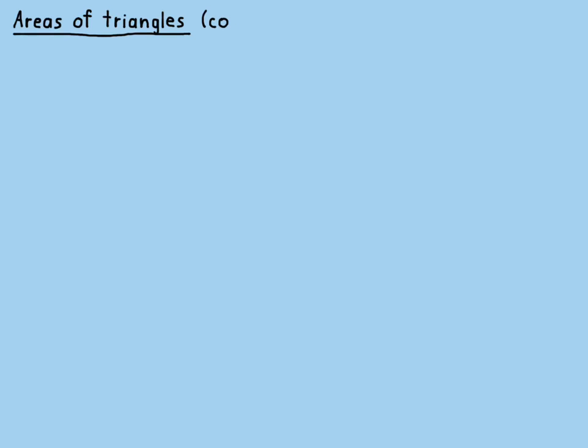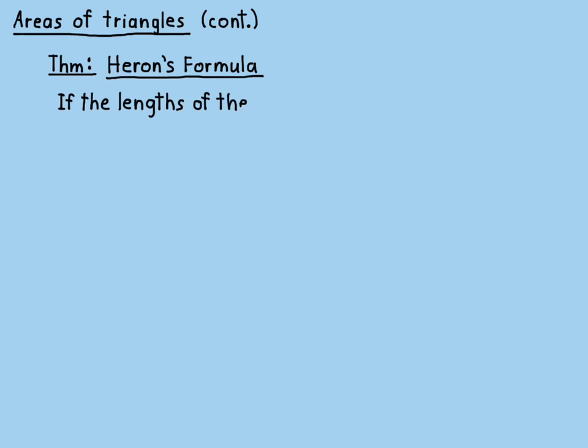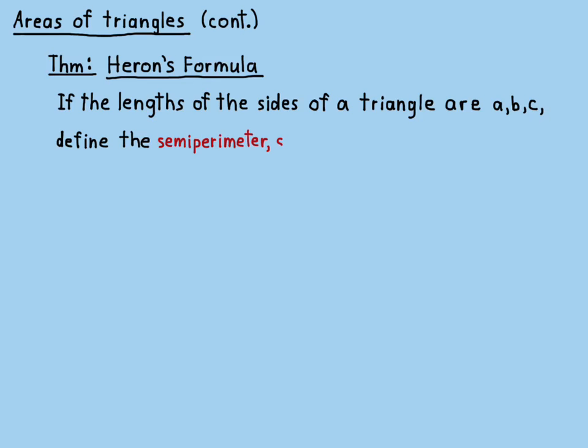So this is if you know the lengths of the three sides of the triangle, you can find the area directly from them. It's a theorem called Heron's formula. If the lengths of the sides of a triangle are A, B, and C, first we have to define the semiperimeter S as half of the perimeter. Semi means half. So that would be A plus B plus C, the whole thing, over 2. And we call that S.